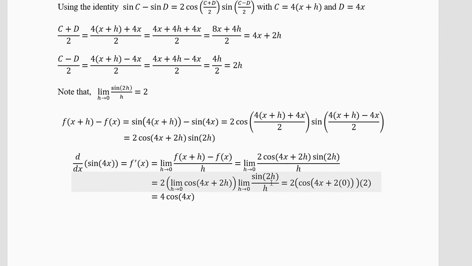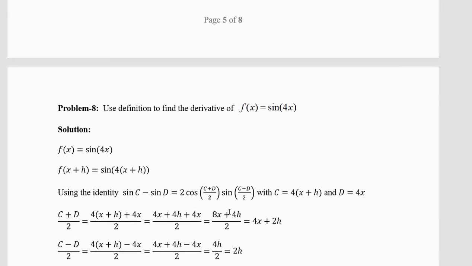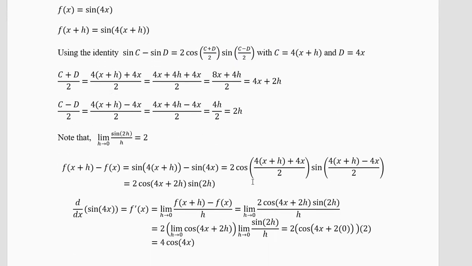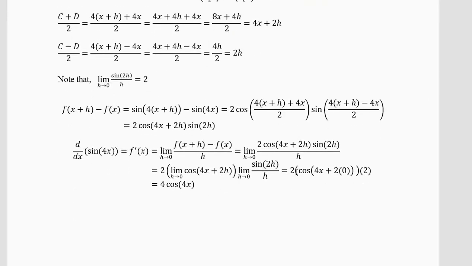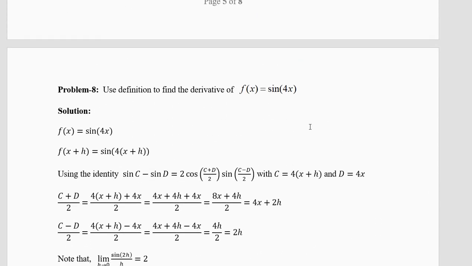Now this limit is 2, this 2 is outside. Put h equal to 0, you will get cos 4x. 2 into 2 is 4, you'll get 4 cos 4x. Next chapter we'll learn the formula. If you start with sine 5x, you'll get 5 cos 5x. So much for the sine.